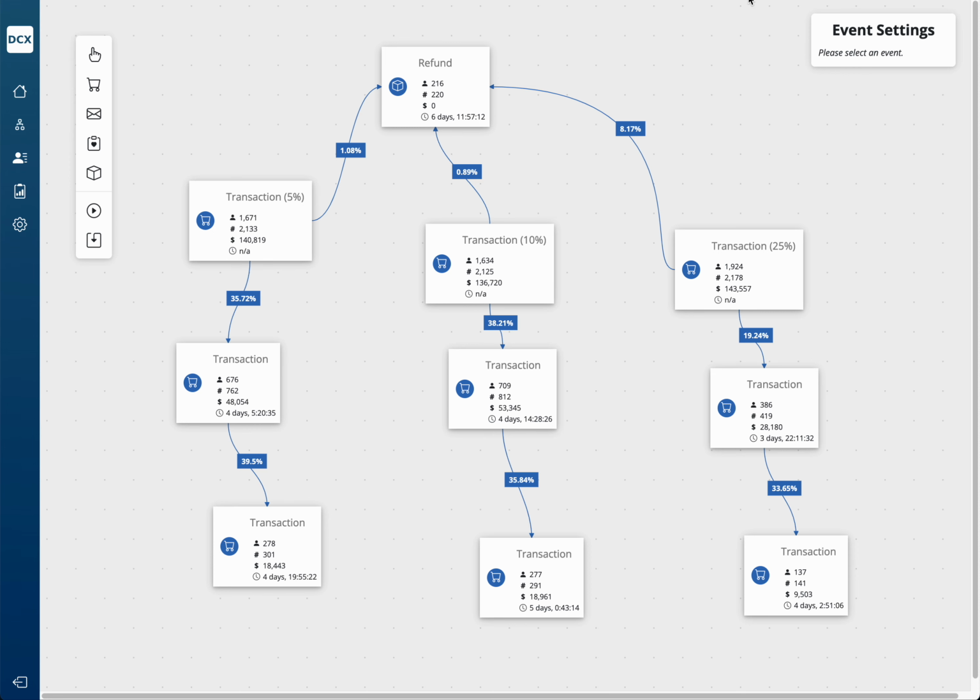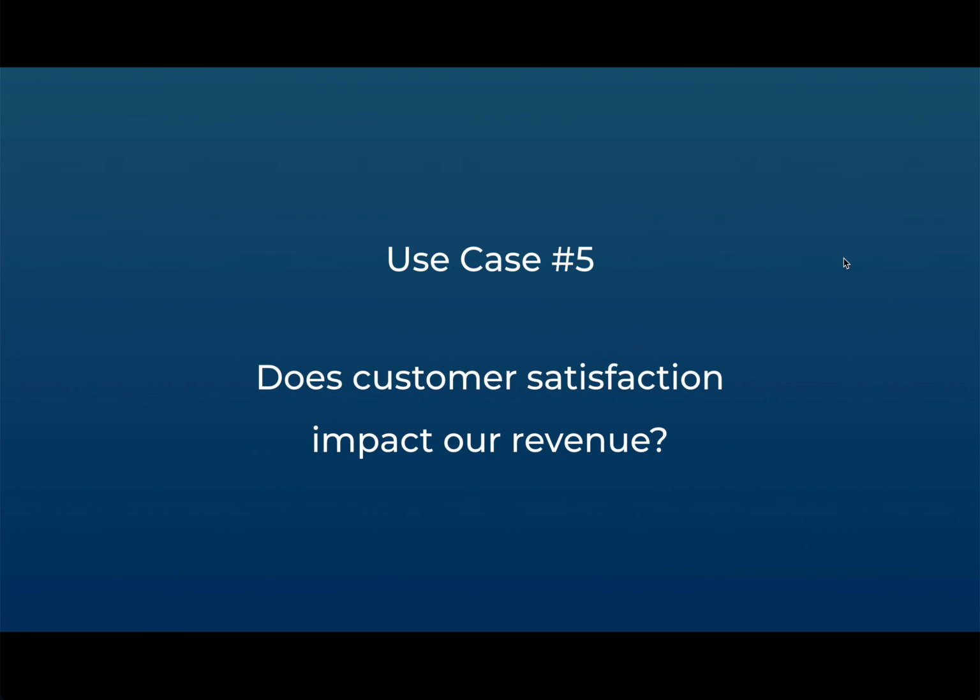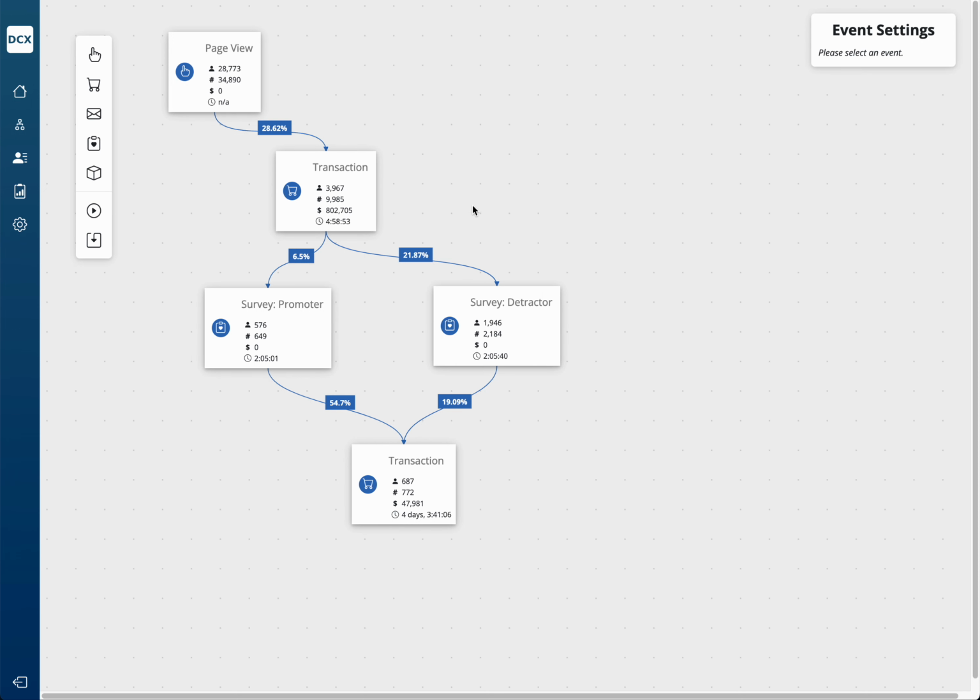Now, the final example here is, does customer satisfaction impact our revenue? Of course, we all want to make sure that our customers are satisfied and happy, but let's actually quantify what this specifically means. In this example, we've built another type of journey, page view to transaction, followed by, in this case, a survey, where in this specific scenario, our retailer is running a Net Promoter Score survey, and we're segmenting people into promoters, those that have given a 9 or 10 on the NPS survey, and detractors, people who have given 6 or less.